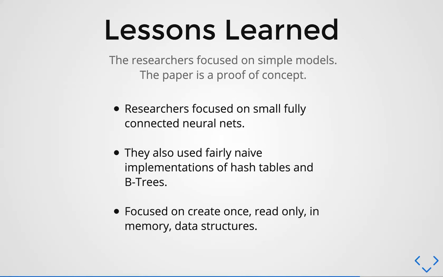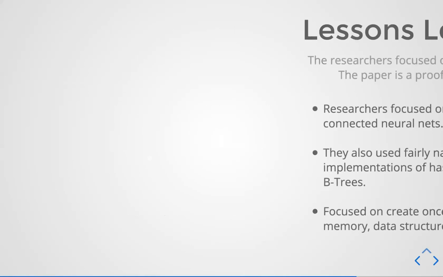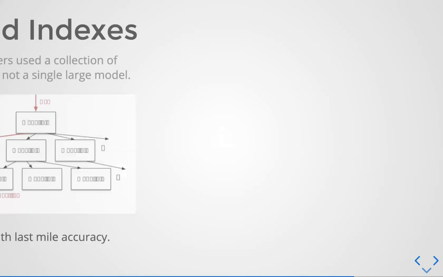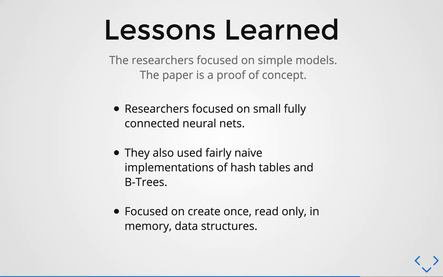For each of those models in this recursive structure, those machine learning models were each fully connected neural networks with at maximum 2 hidden layers and at maximum 128 nodes per hidden layer. They go on in the paper to say they actually had extremely good success with models with 0 hidden layers. So very, very small, fully connected neural nets, okay?